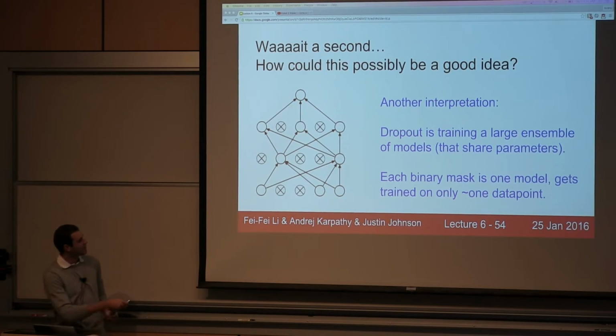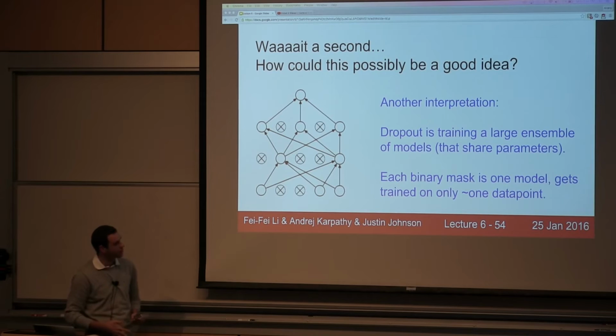So really, with the dropout masks, you're subsampling a part of your neural network, and you're only training that neural network on that single example that you have at that point in time. So each binary mask is one model and gets trained on only one data point.